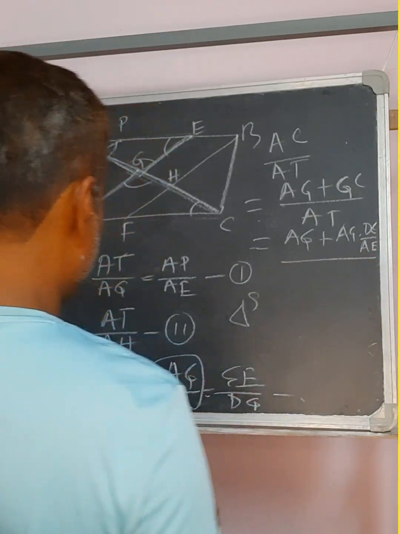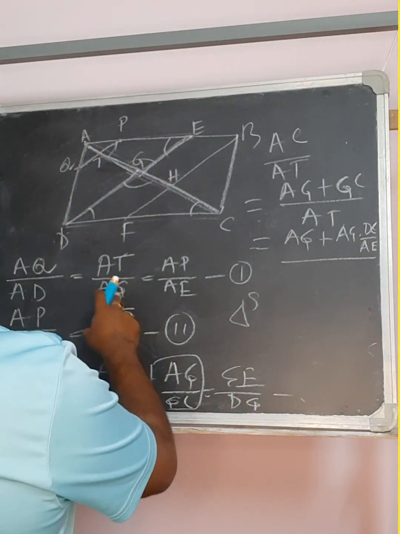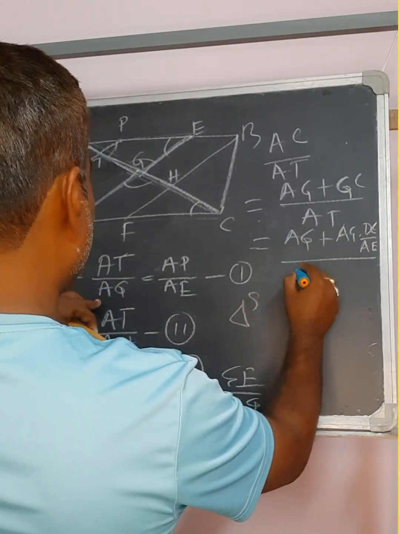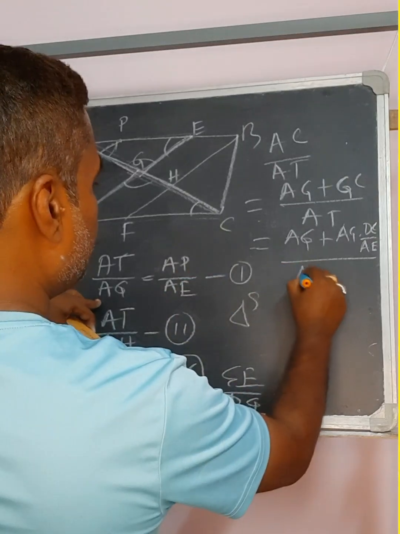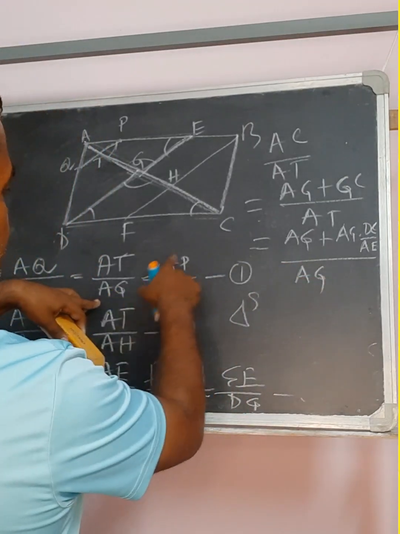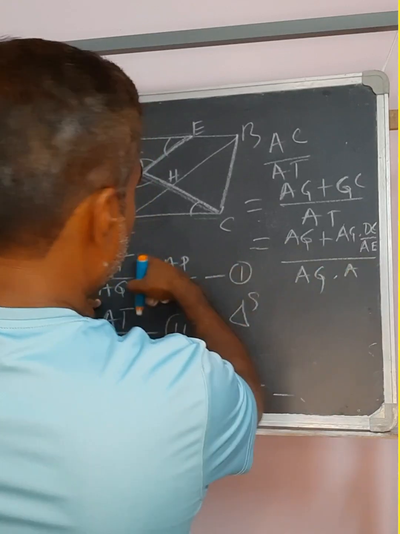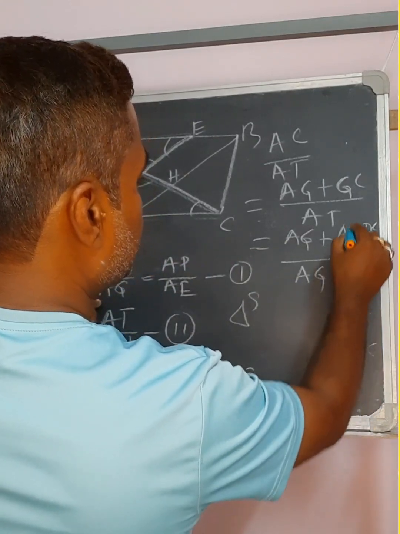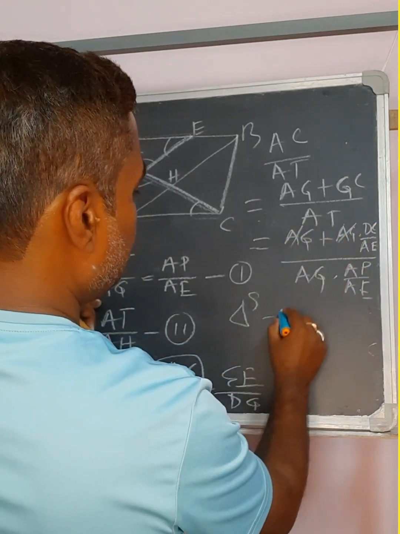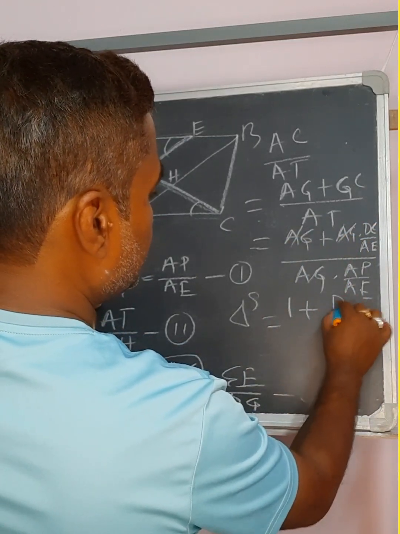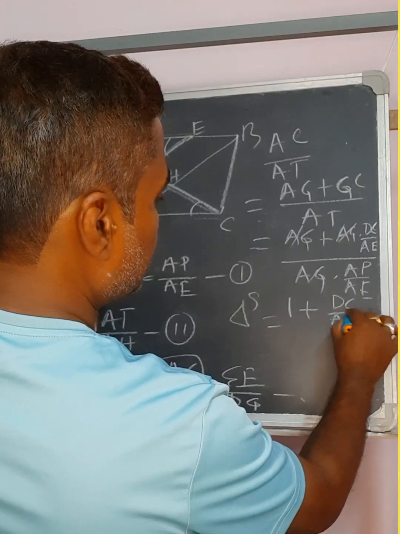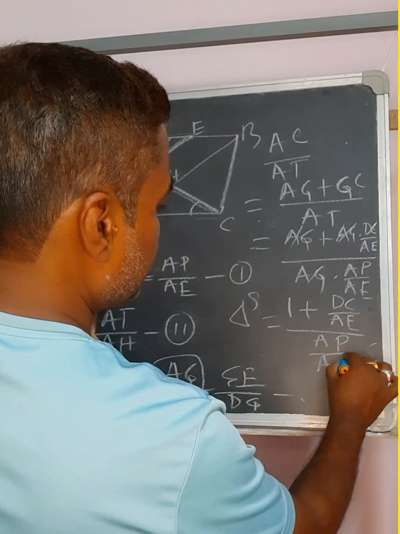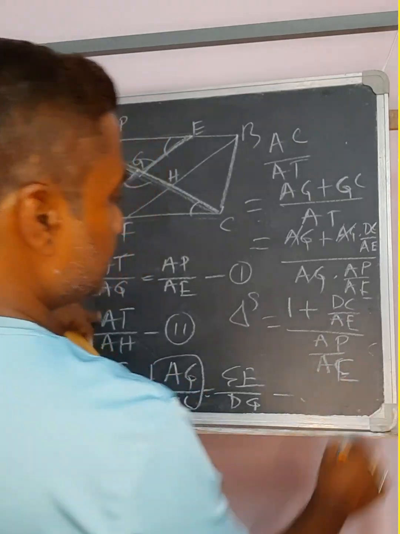Now AT is equal to what? For AT I can write from AG, because all terms are keeping AG, so I am equating these AGs. So AG is equal to AP, means AT is equal to AG into AP by AE, okay. Now cancelling all AG terms, I will remain with 1 plus DC by AE upon AP by AE, okay. So up to this, okay.